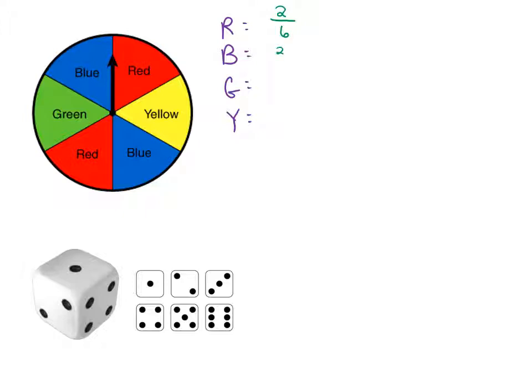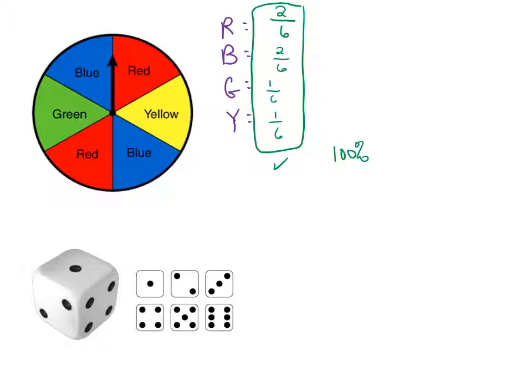Same with blue, it's 2 out of 6. Green, there's only 1. And yellow, there's only 1. These options should all add up to 6, and they do. Okay, and then if you wanted to express those in a fraction, you could use your fraction bar that means divide and figure those all out, and it would add up to 100%.